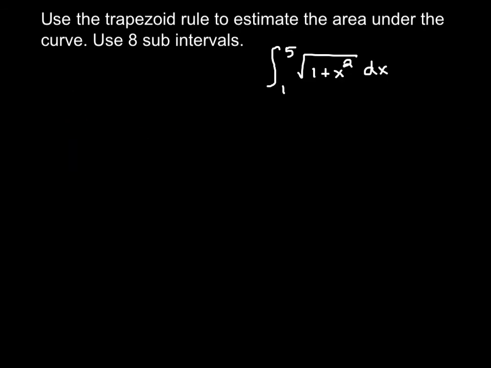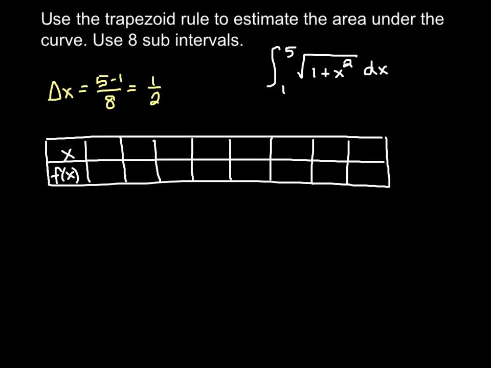Alright, one more application problem. Use the trapezoid rule to estimate the area under the curve, using 8 subintervals. So 8 subintervals means delta x is going to be 0.5, or 1/2. This time I'm not even going to use a graph. I'm just going to use a chart to organize my work. So we're going from 1 to 5 with subintervals of 1/2. So our first number is going to be 1, next is 1.5, and so on.